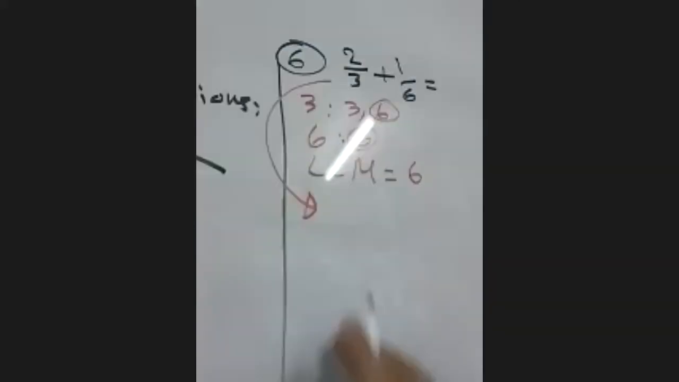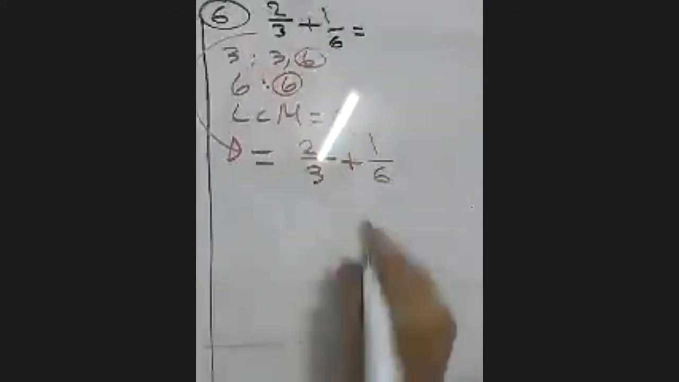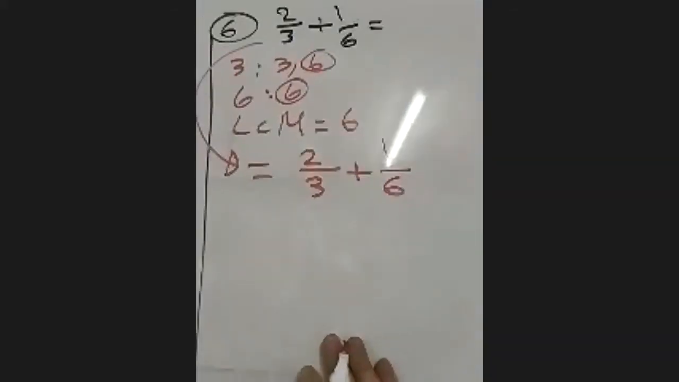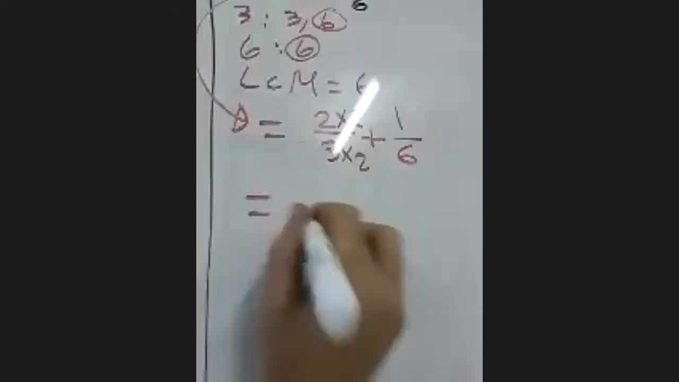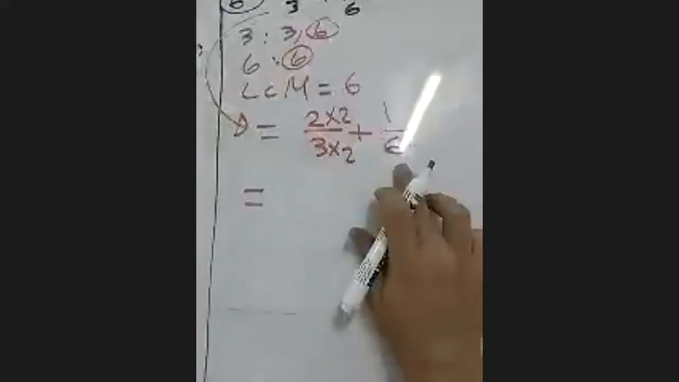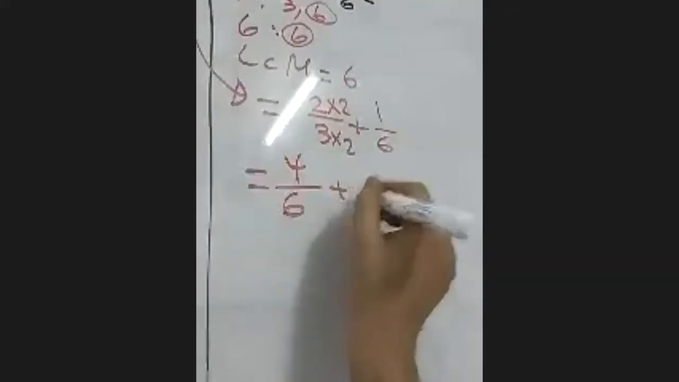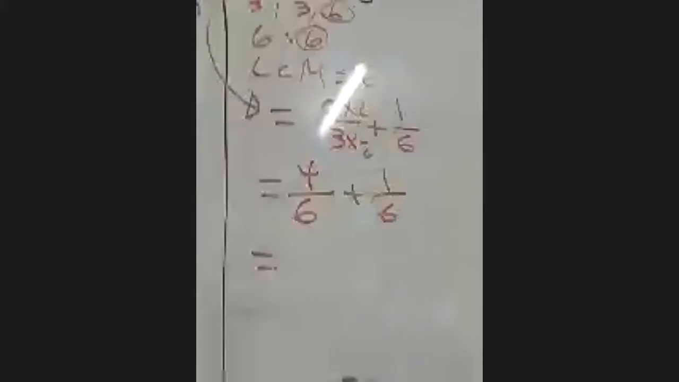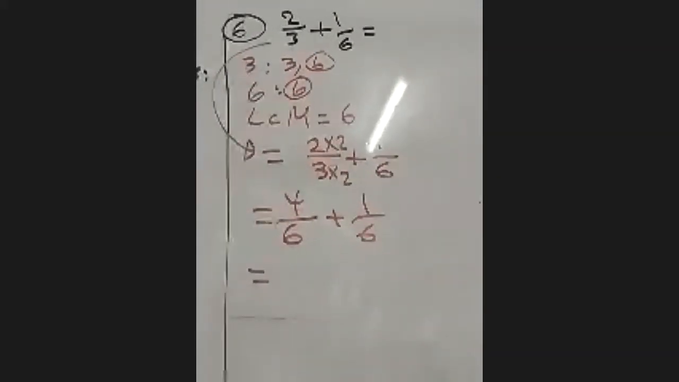Good. Now we make an arrow, and we multiply 3 by 2 and rewrite the fraction. We make the 3 into 6 by multiplying up and down by 2. The 6 will stay the same, because it's already 6. So here what do we have? 3 multiplied by 2 equals 6. 4 over 6. What's the answer? The answer is 5 over 6.